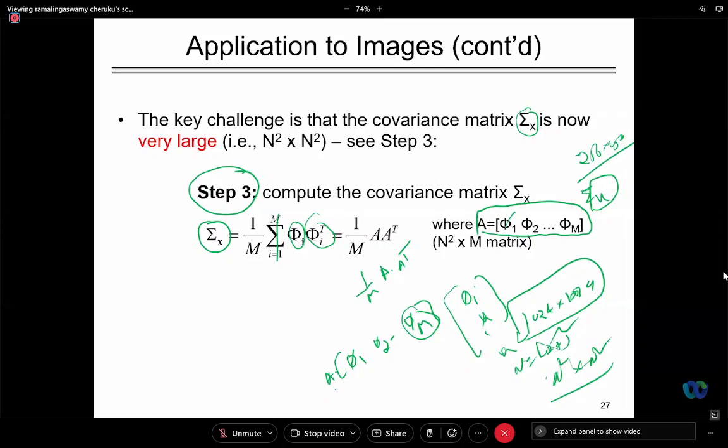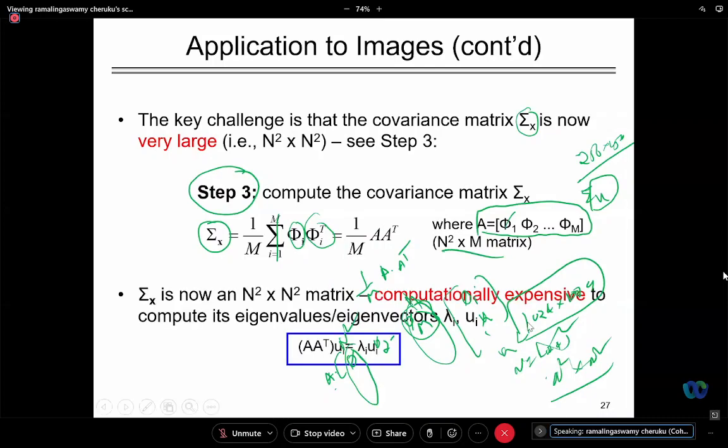Now what is the dimensionality of the A matrix? What is the number of features over here? It is n square. Here it is m, so it is n square cross m.